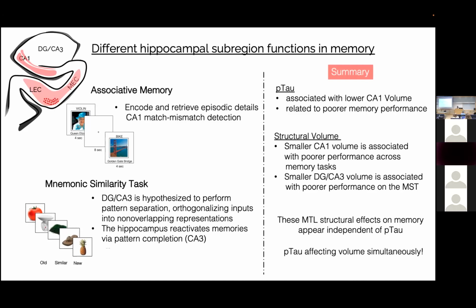And so it could be that in our preclinical populations, we're able to kind of disentangle this relationship a little bit more. But if we're looking at MCI, the relationship between volume and p-tau is so much stronger that we're not able to look and see how volume relates to memory performance.